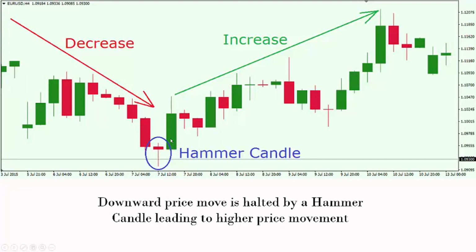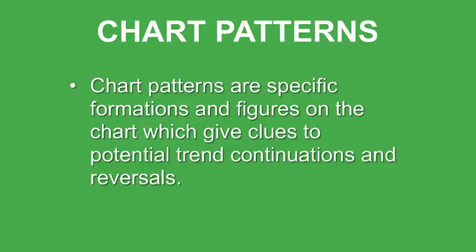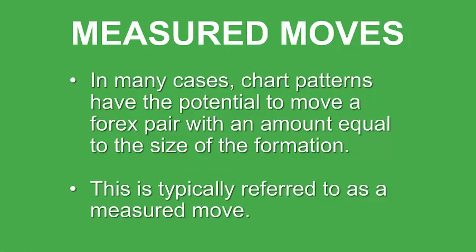So you don't need any indicators or anything, but only watching classical old price action. These chart patterns are specific formations and figures on the chart that give clues for trend continuations or reversals. In our case, in the previous example, it was a reversal. Sometimes a pattern forms a measured move, like it was with the double top or the double bottom. The measured move will be the minimum distance that the market needs to travel, but be careful with these measured moves. It doesn't mean that the market should stop there.